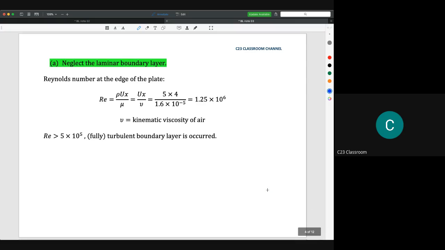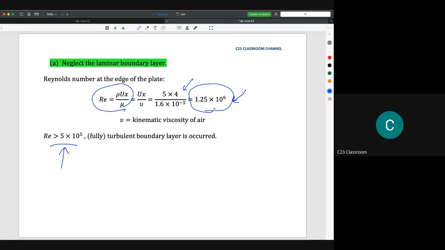Okay, let's go for the first condition, where we neglect the laminar boundary layer. Let's calculate the Reynolds number at the edge of the plate. This is the equation of the Reynolds number, rho u x over mu. We substitute all the values, and we get 1.25 times 10 to the power of 6. It's quite large. We compare it with the critical Reynolds number, the borderline between laminar and turbulent boundary layer, which we take as 5 times 10 to the power of 5. So we found that 1.25 times 10 to the power of 6 is fully turbulent.